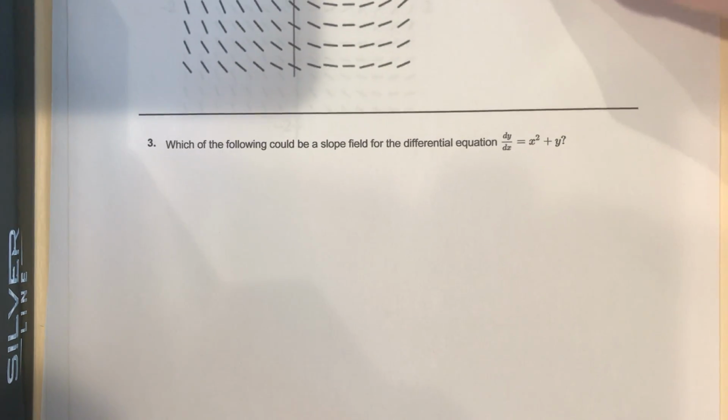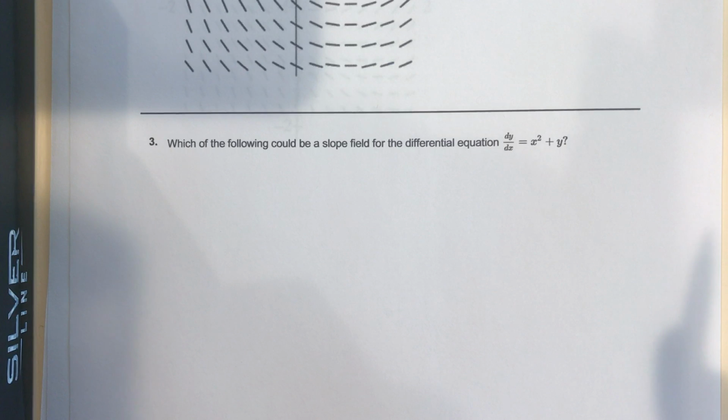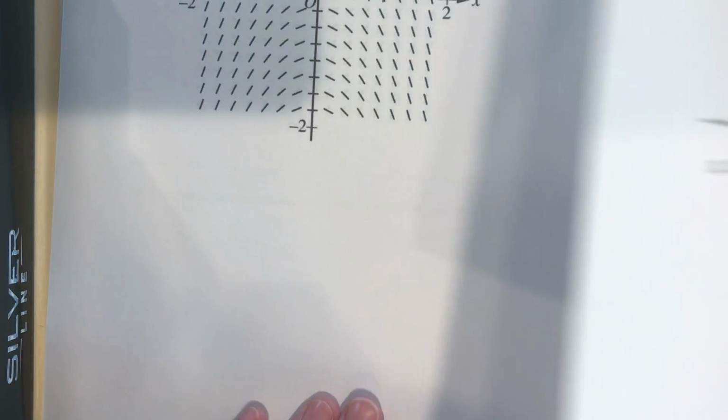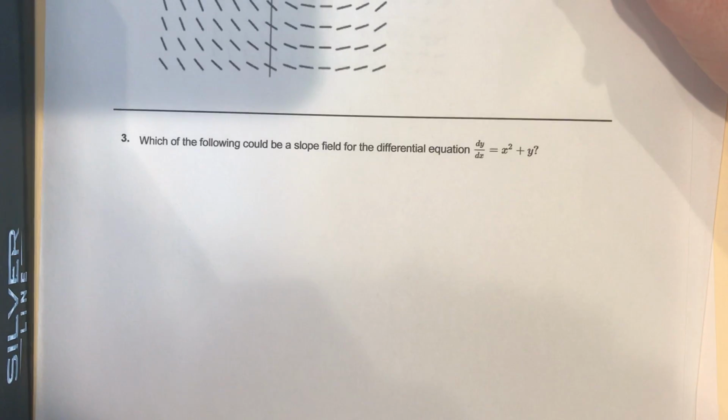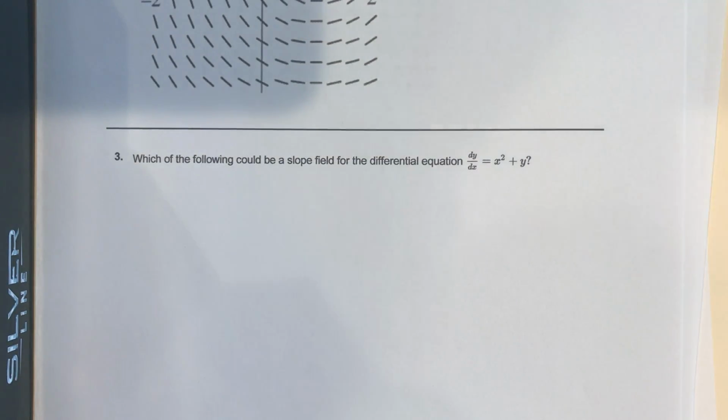Number 3 is very similar to the last one. Which of the following could be a slope field for the differential equation dy/dx = x² + y? I've got a bunch of graphs to look at. They're again all on different pages, which is kind of a pain, but I'm going to do the same thing. I'm going to check points in different quadrants and compare, canceling out what doesn't work.